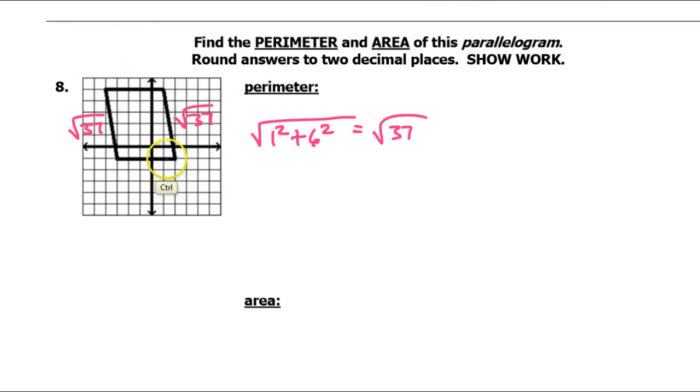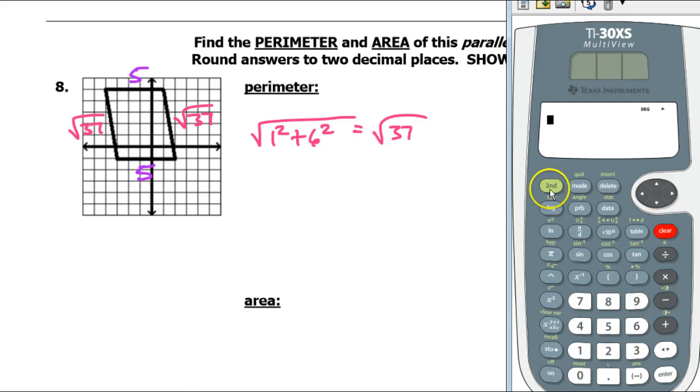Now, the horizontal parts, I could just count. I can see this is 5, and similarly, I can see that this is 5. So for the perimeter, I can just add these up. Again, I'll use some of my shortcuts. Well, obviously, 5 plus 5 is 10. And since there's 2 of these, I can put 2 radical 37, because it's just a little quicker to type it in that way. So that's 22.17, got to round up.